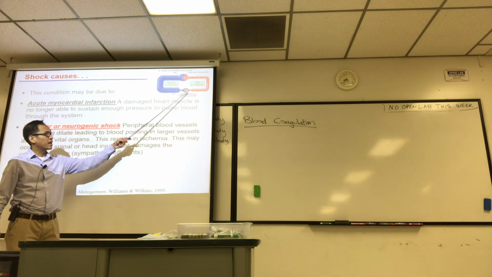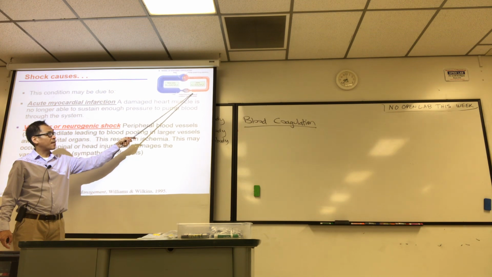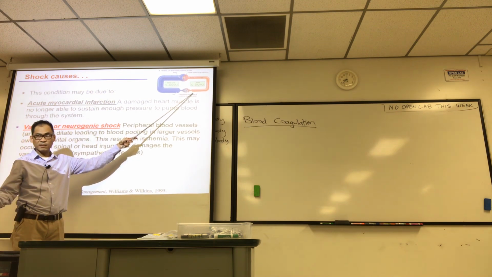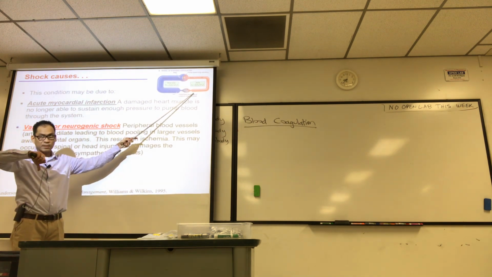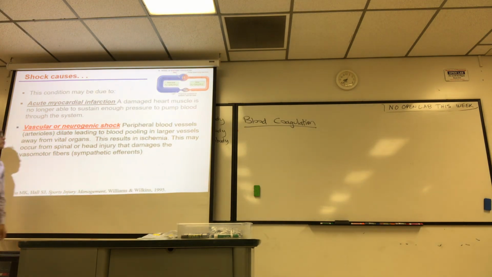If those dilate and you let all the blood out of the arteries, that's it. Blood pressure is going to plummet. That causes shock. So they call that vascular neurogenic shock. Those sympathetic efferents don't work.